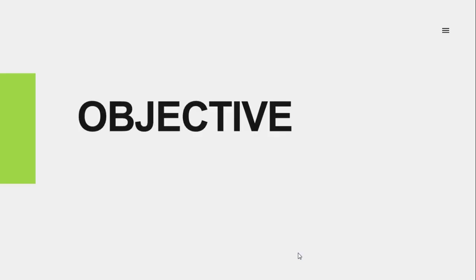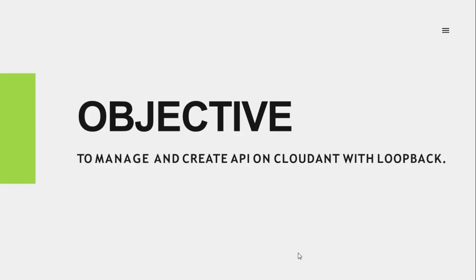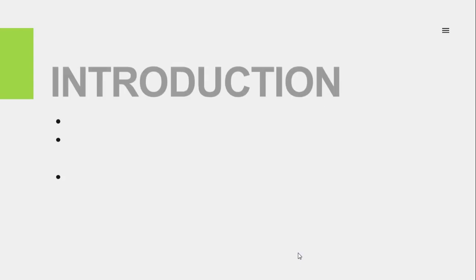So today our objective is to create an API with the help of Loopback and host it on the local server. Here we are hosting that API on IBM Cloud. So, moving on to the next slide.